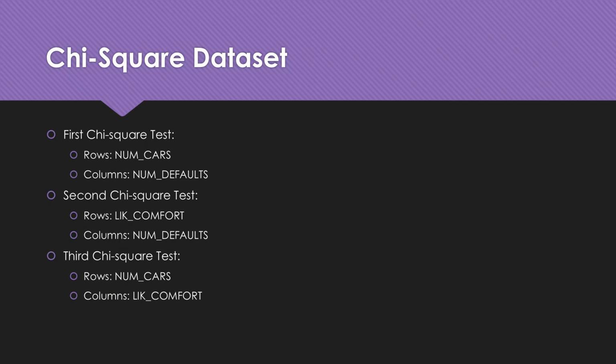Next, we have the chi-square test sets that we're going to look at. So we're going to look at the number of cars versus the number of defaults. Then the Likert comfort scale versus the number of defaults, and finally the number of cars versus the Likert scale comfort.